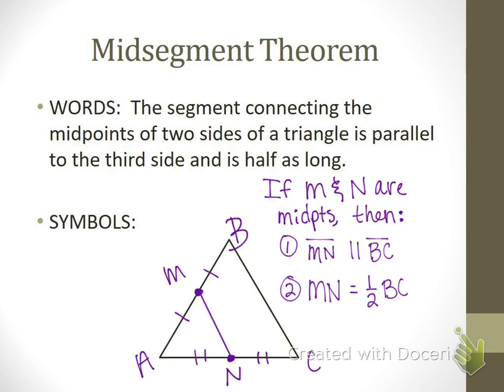So if BC had a length of 10, MN would have a length of 5. If MN had a length of 4, what would BC have to be? 8. Make sure you're careful about which way you go. So MN is always the shorter one. The other way of writing this would be to say that 2 times MN is equal to BC. All we did is multiply both sides of that equation by 2.